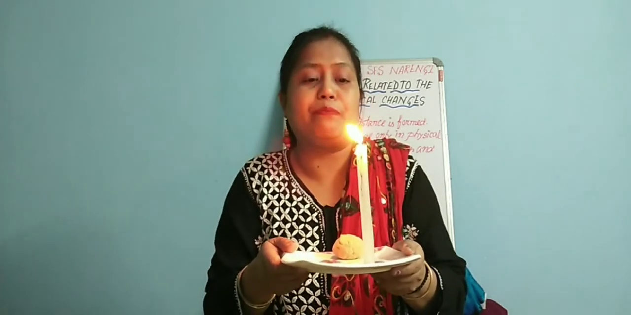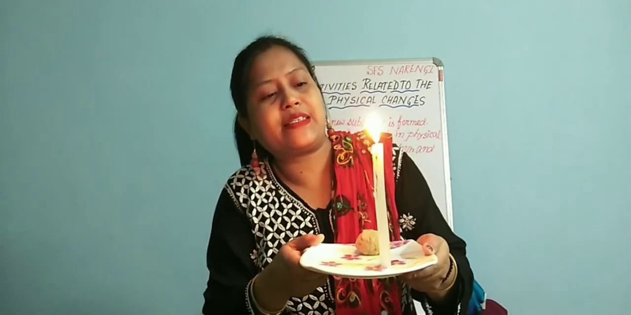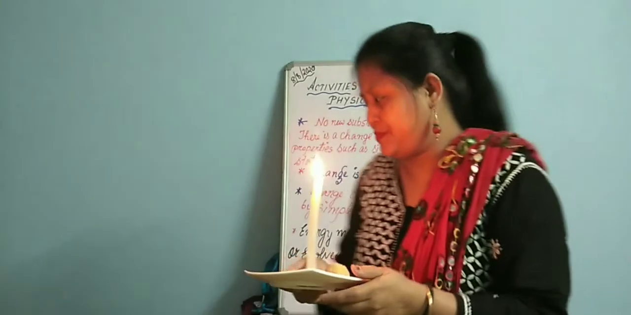And again, now let's take the example of a burning candle. Now you know, children, what happens when we burn a candle? The wax starts to melt, and on cooling, the melted wax gets solidified, and again we get back the wax. So this is also an example of a physical change. Clear?